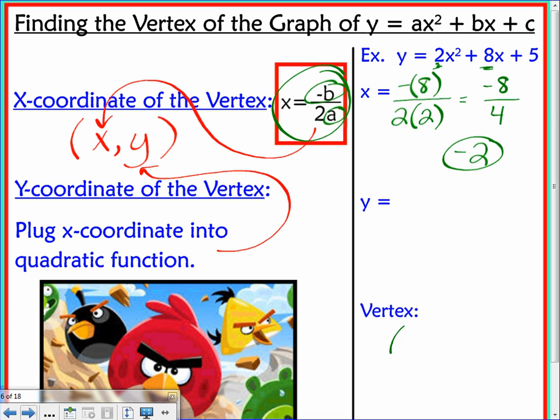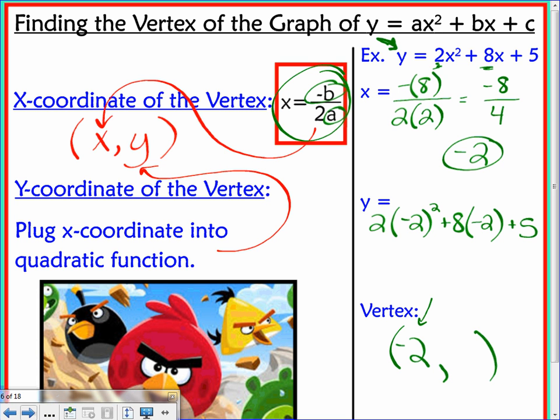All right, so if I'm looking at my vertex, I want an ordered pair. My x value is negative 2. Then to find the y value, we're going to take that and plug it back in. So I'm coming back up to that equation, and we're going to plug it in. It says 2 times x squared. Well, I found my x value is negative 2, squared, plus 8 times x, plug it in again, and then plus 5. Again, I'm coming way back up to the top, to this original problem, and plugging in the x that I found.